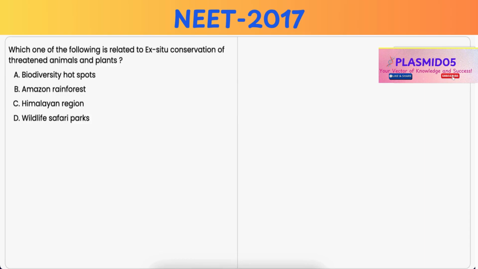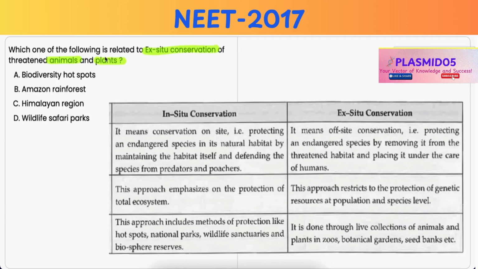In this question, you have to identify which one is related to ex situ conservation of threatened animals and plants. Option A, biodiversity hotspots. It is incorrect because biodiversity hotspots are regions that are rich in species diversity and are conserved in their natural habitats. That is, it is an example of in situ conservation.